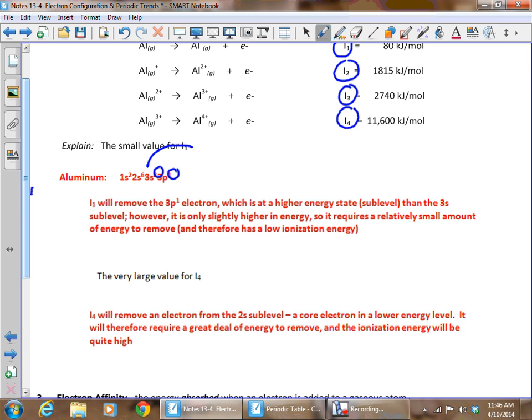You're taking away a core electron now. You're moving all the way down to the second energy level. That's a huge decrease in energy state, and therefore your energy required to remove it is going to be a whole lot greater. So it being attracted so much more strongly, being in the second energy level, is going to require more energy to remove.